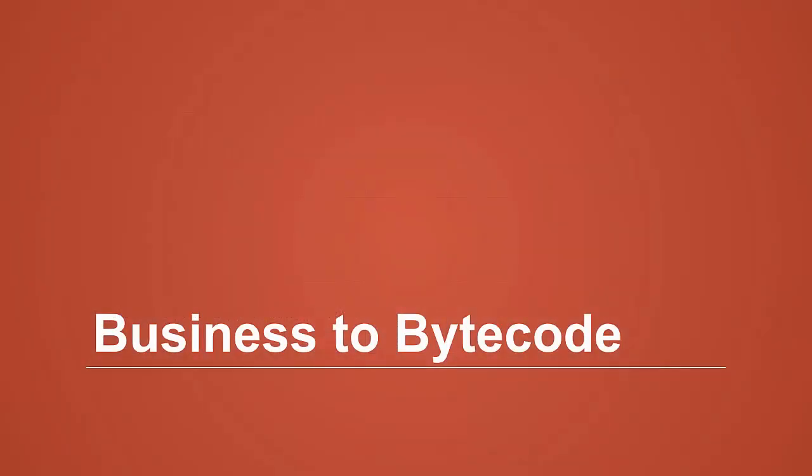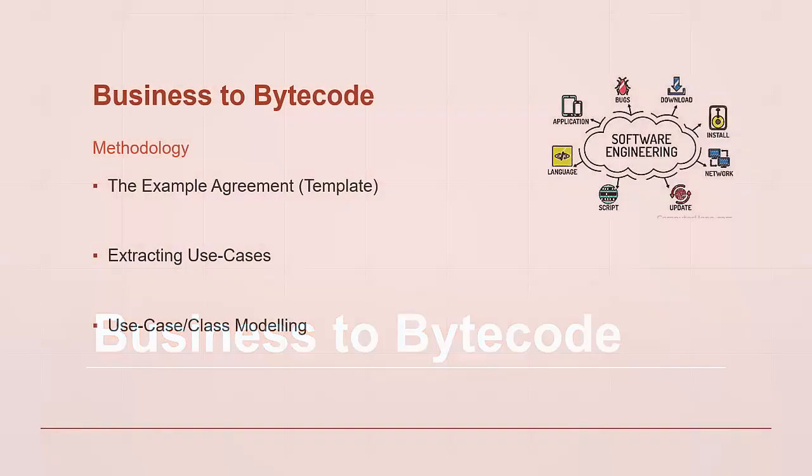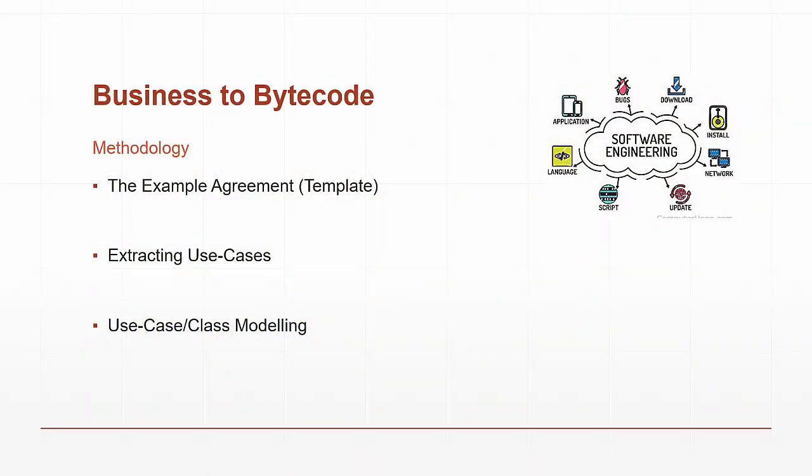Now, getting into the actual work of going from business language to bytecode, there are a number of steps to look at. The first part is obviously what are we using for an example agreement, or what is the template going to be? A very common transaction that fits well with the idea of smart contracts and some of the benefits that they offer is a simple automobile sale.